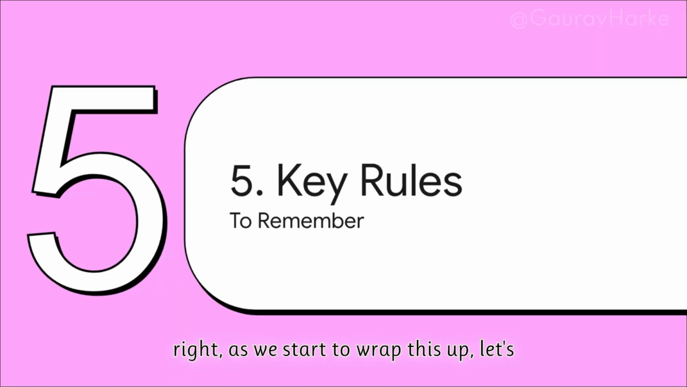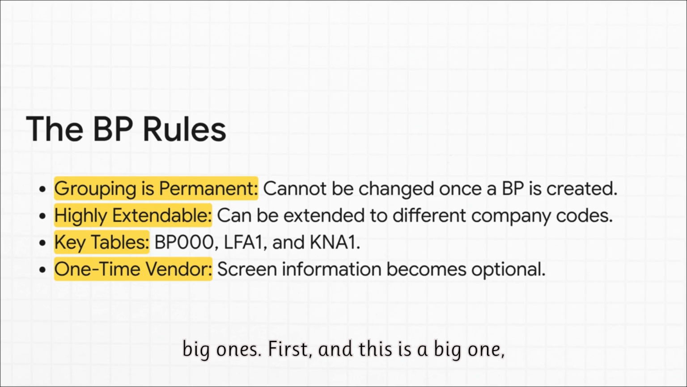All right, as we start to wrap this up, let's hit a few really critical, must-remember points. These are the key rules of the road you've got to keep in mind when you're actually in the system working with business partners. So here are the big ones. First, and this is a big one, the grouping you assign is permanent. You can't change it later, so choose wisely up front. Second, the model is super extendable. You can easily take one BP and use it across many different company codes or purchasing orgs.